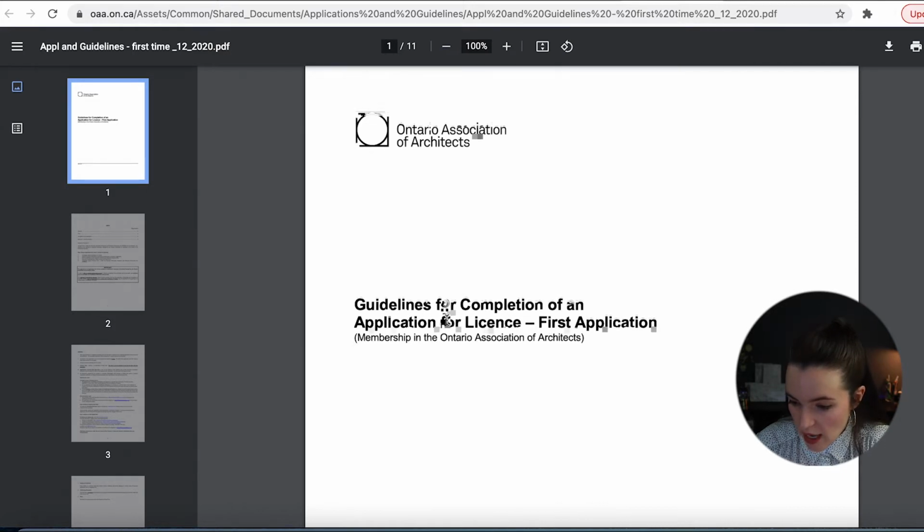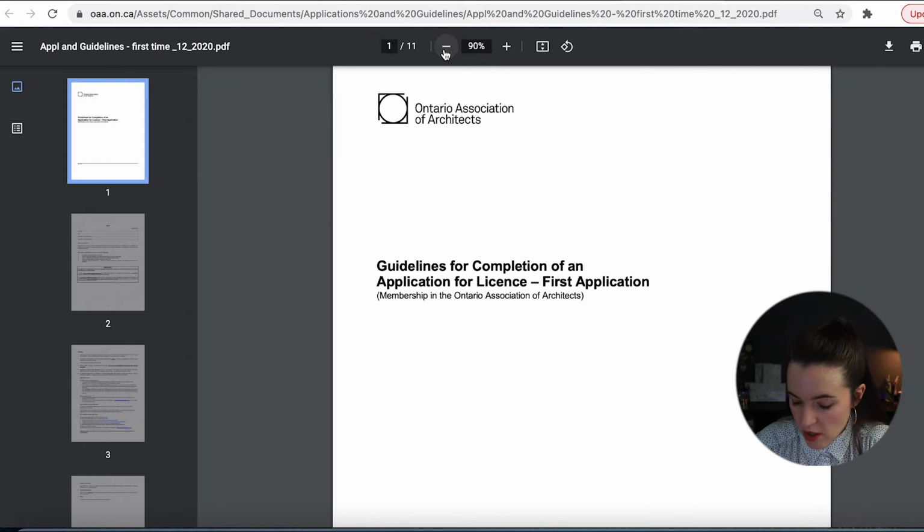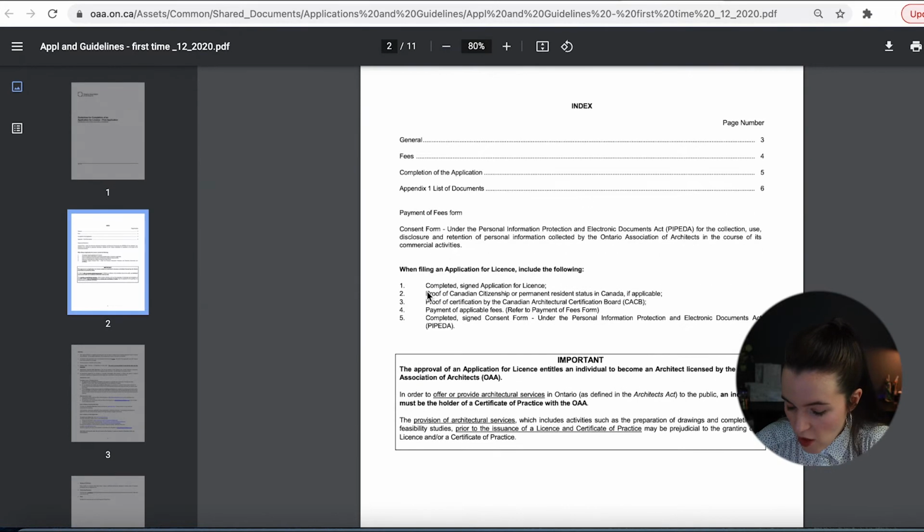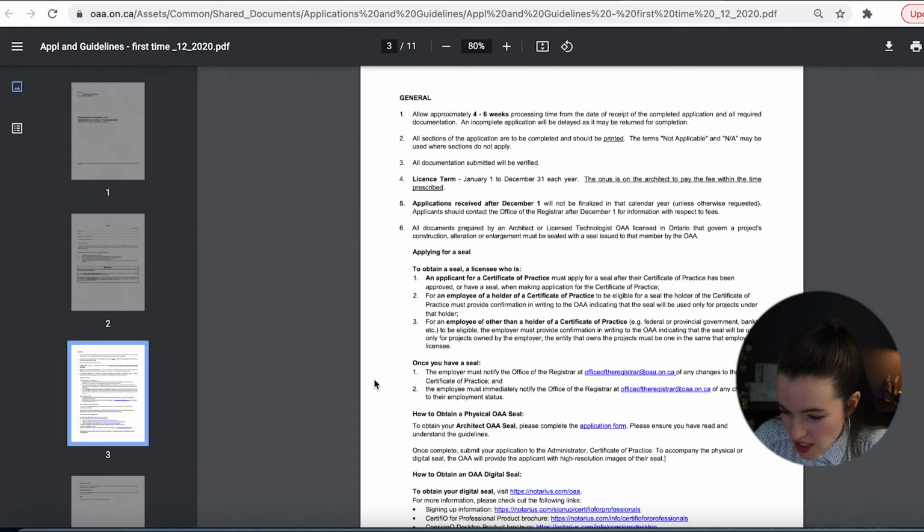So this is the application for your license. And it's followed by a page which contains the index. It also outlines the payment of fees. So you do need to pay your annual fees, and there's a fee associated to the application as well. So when you are filling out this application, you do need to provide some supporting documents. So it's important to provide those supporting documents with your application. And we're going to go through those documents. And you need to also do a consent form and so on. So these are just some general terms.